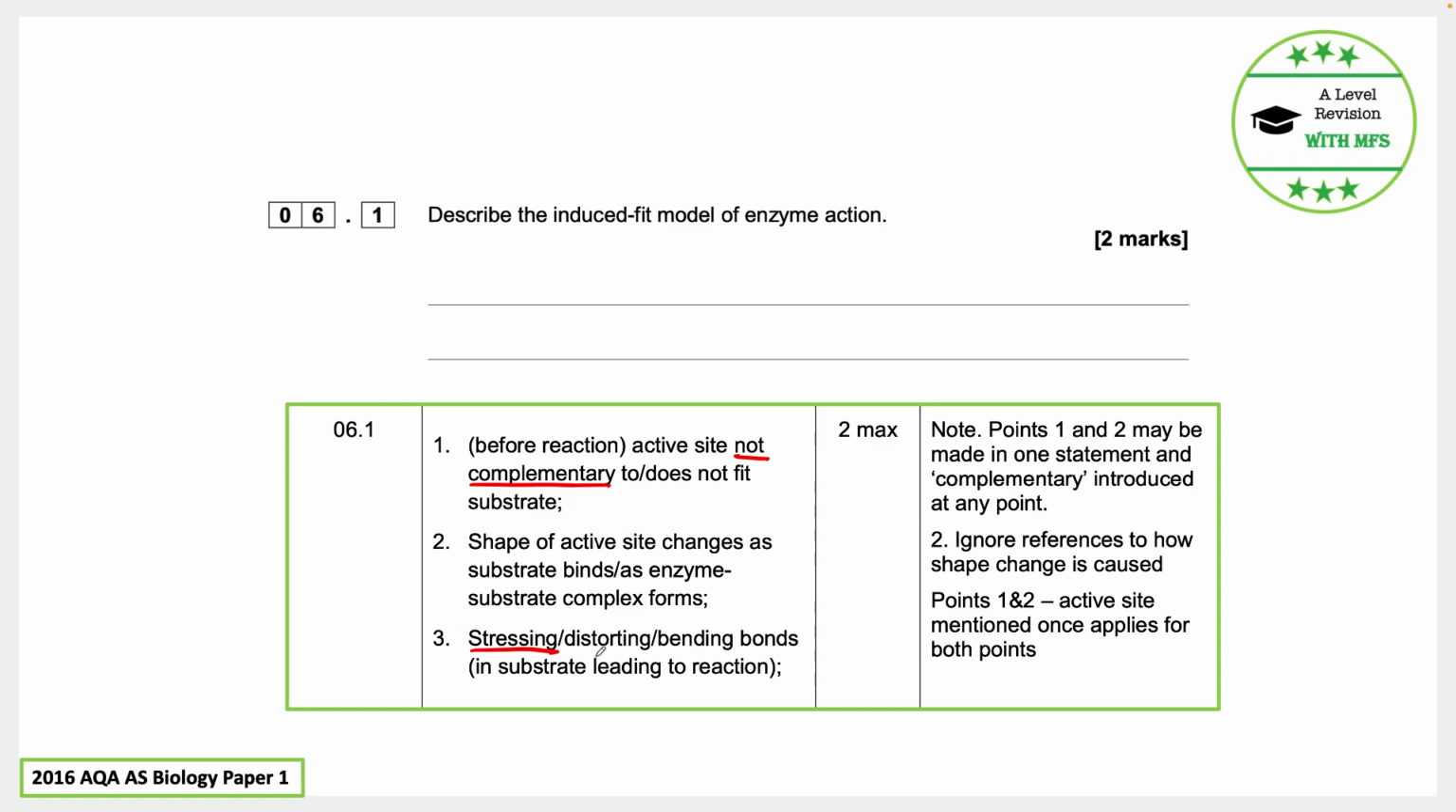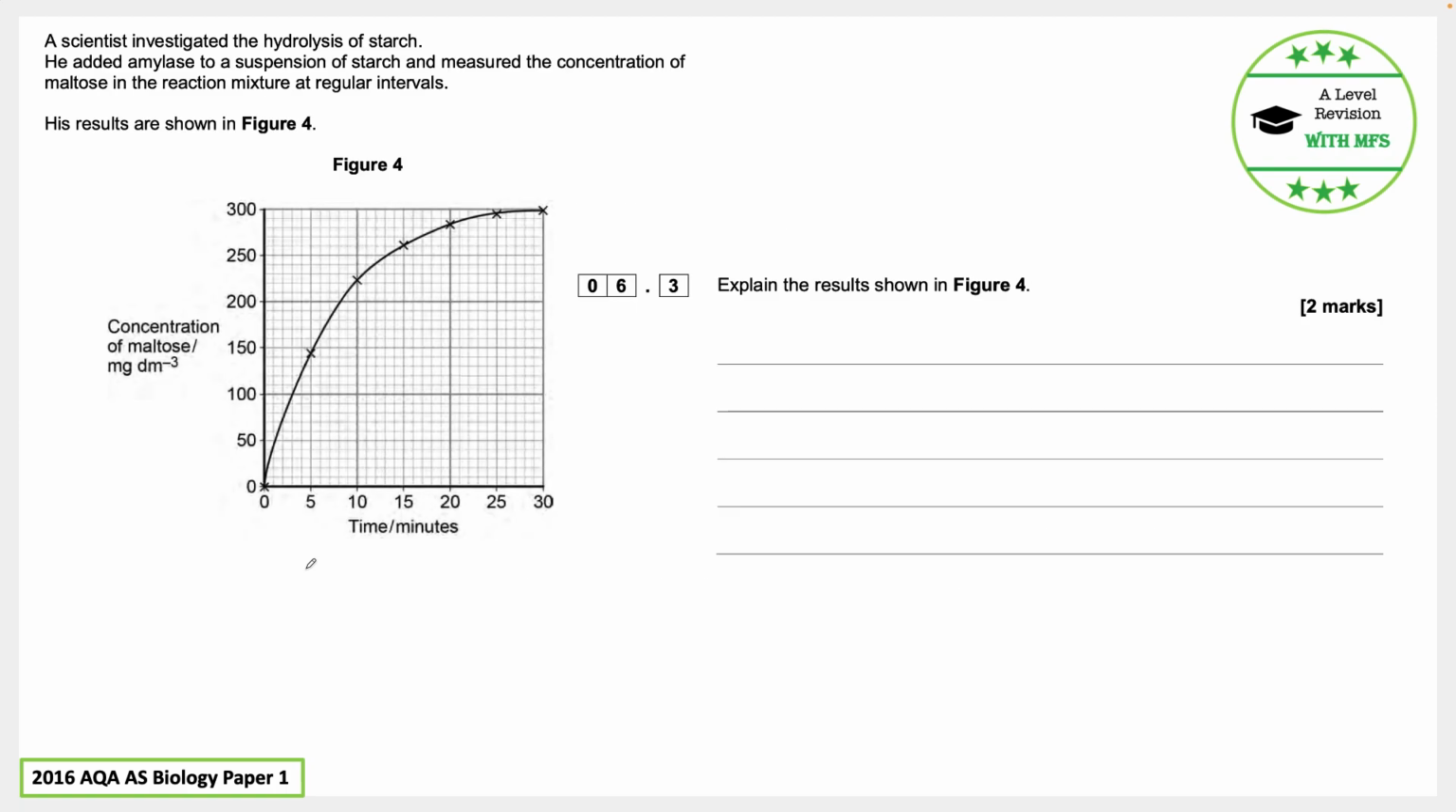Okay, and that would get you 2 marks. You only need 2 of these points in order to get 2 marks. Okay, moving on to our next question.